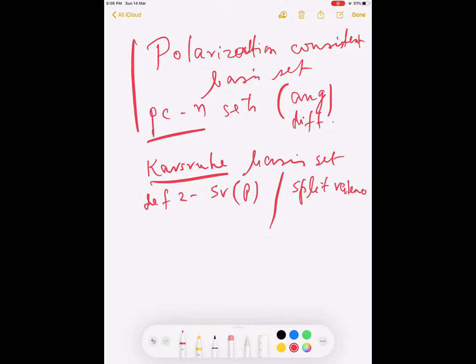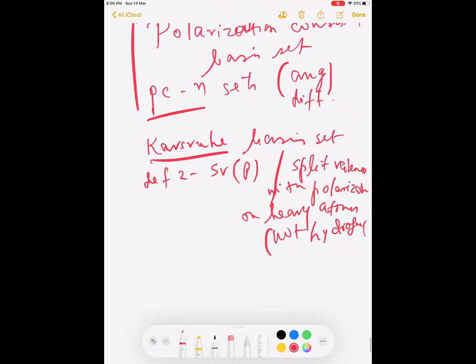Split valence with polarization only on heavy atoms, not hydrogen. So basically just a star in Pople's nomenclature. You can have split valence with polarization everywhere, and then you call it SVP. What is the difference between SVP and SV(P)? The bracket P is only on heavy atoms, which is carbon here, and this is with carbon as well as hydrogen.